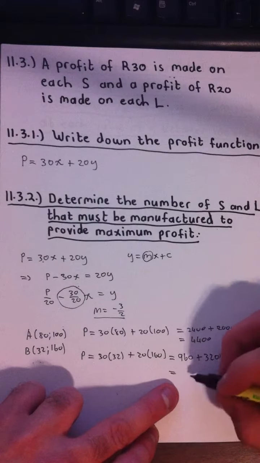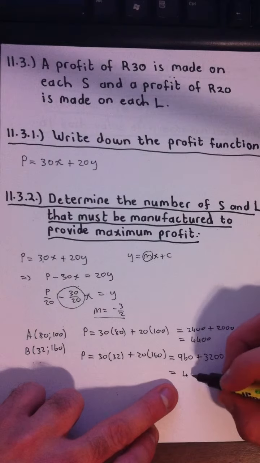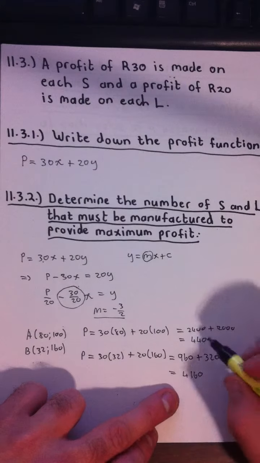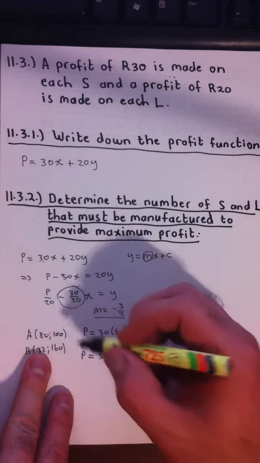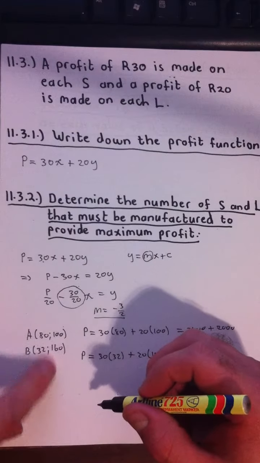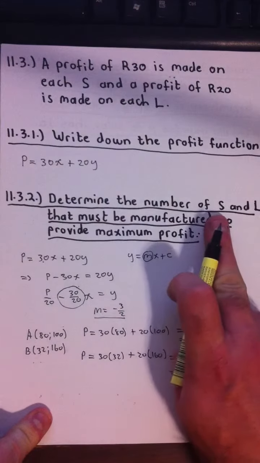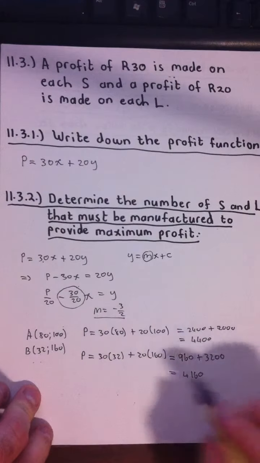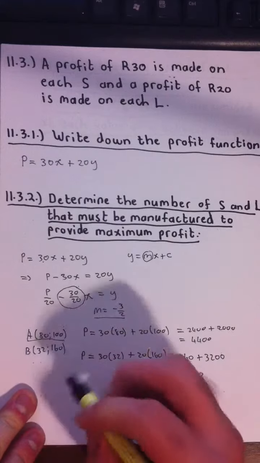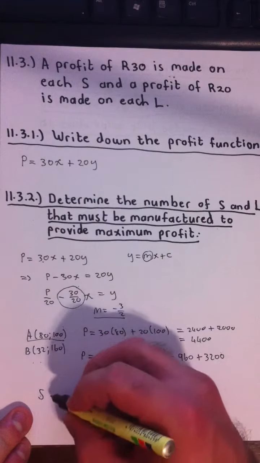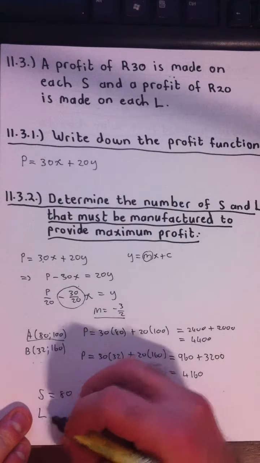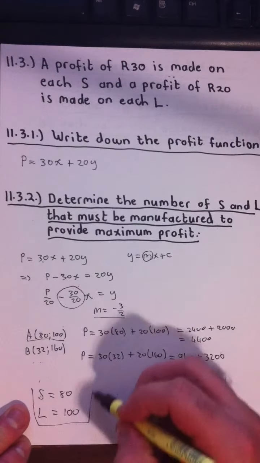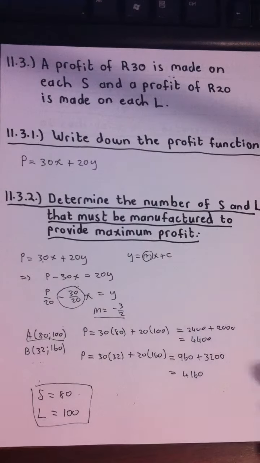And this is then equal to 4,160. Okay, so obviously we see that point A here, that'll give us our maximum profit. X is 80, Y is 100. They ask us for the number of short sleeve shirts and number of long sleeve shirts that will give us maximum profit, which in this case would be our point A. So number of short sleeve shirts 80, number of long sleeve shirts 100. That'll give us our maximum profit. Okay.